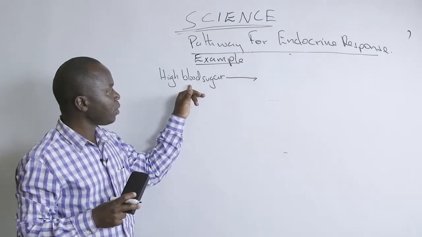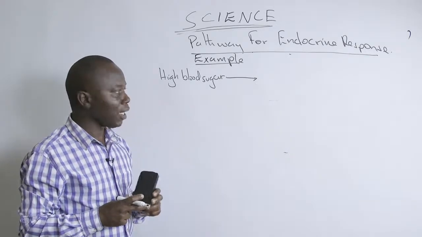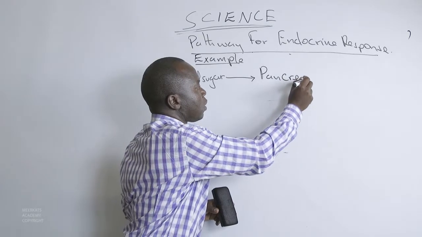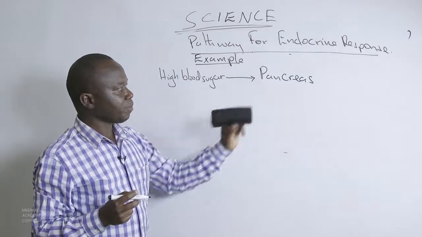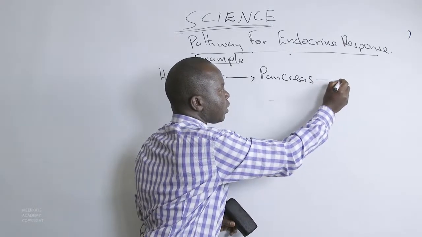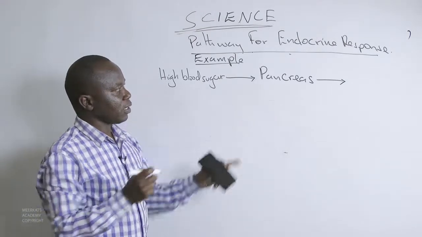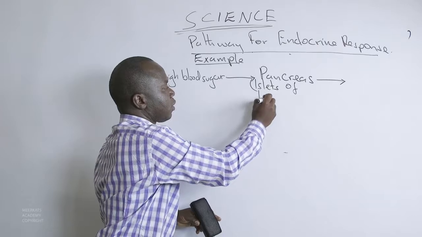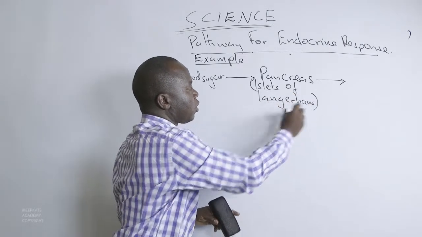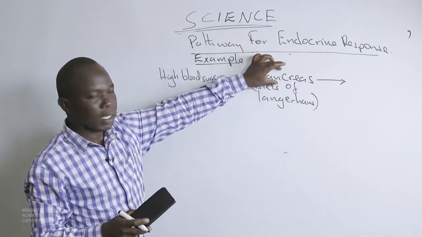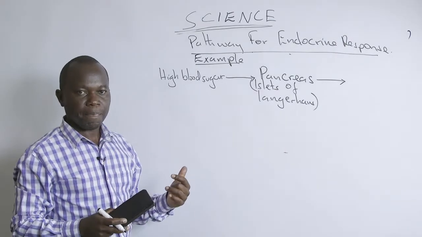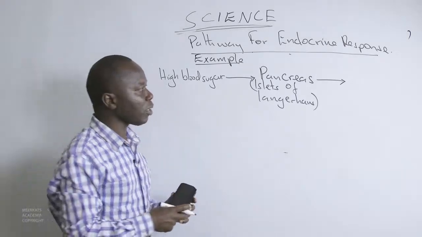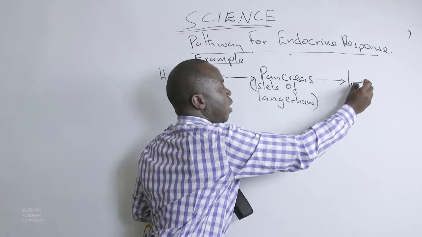So that change in the internal environment will stimulate a gland. That gland is called pancreas. Pancreas will now be stimulated, which is the endocrine gland, and we have specific cells called islets of Langerhans. So islets of Langerhans are specific endocrine cells in a gland, the pancreas. So the pancreas will release a hormone that will bring blood sugar back to normal. That hormone that brings blood sugar back to normal is insulin. So it releases a hormone, insulin.